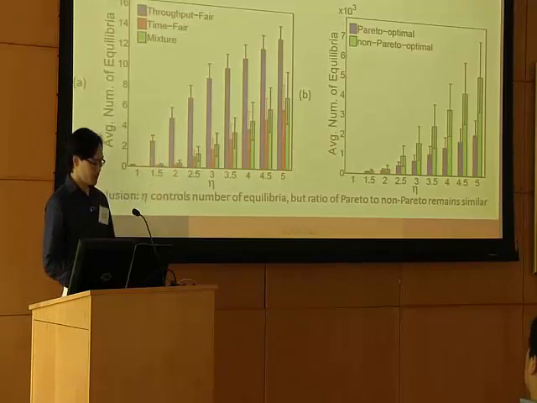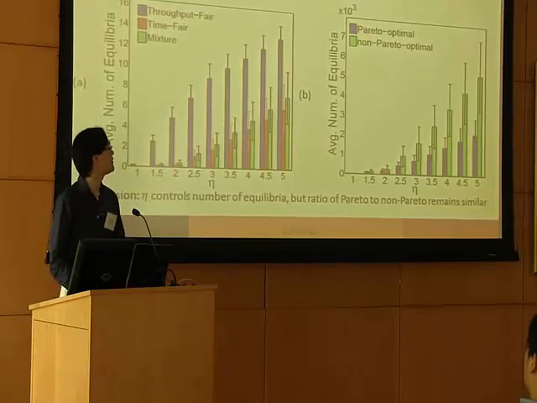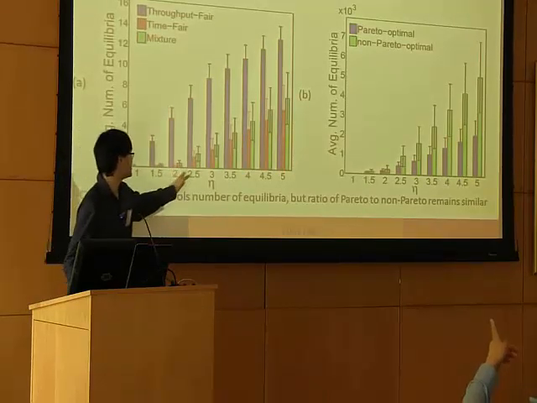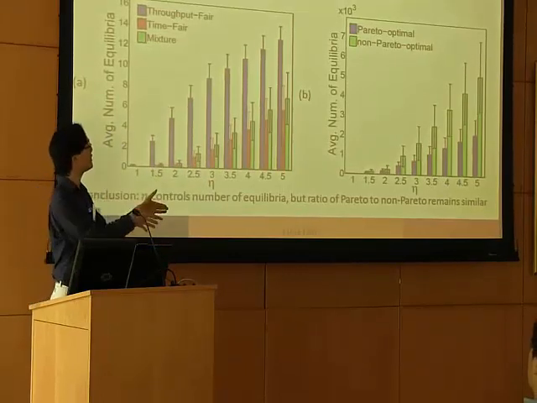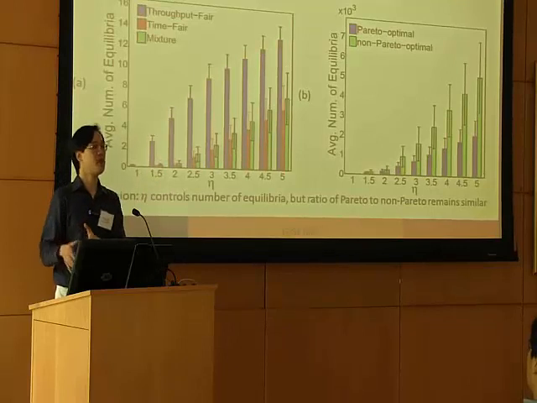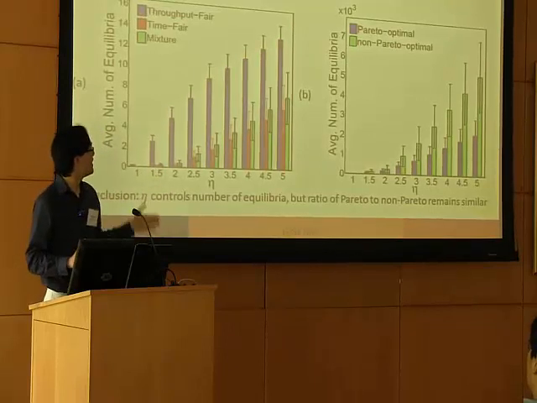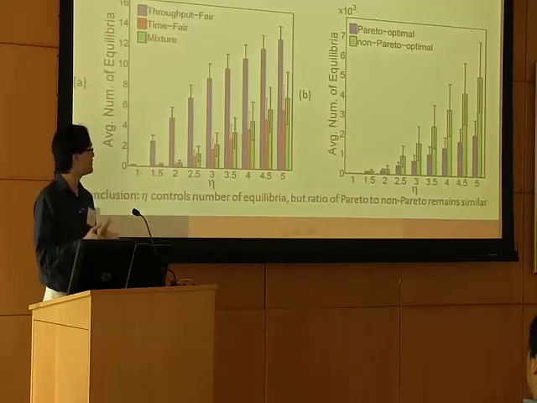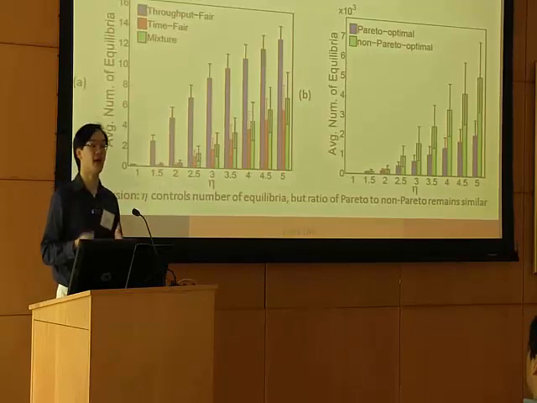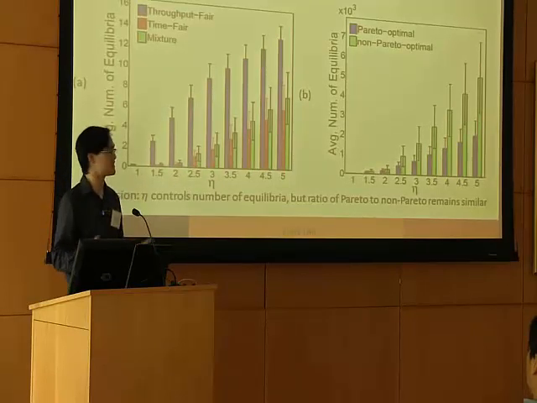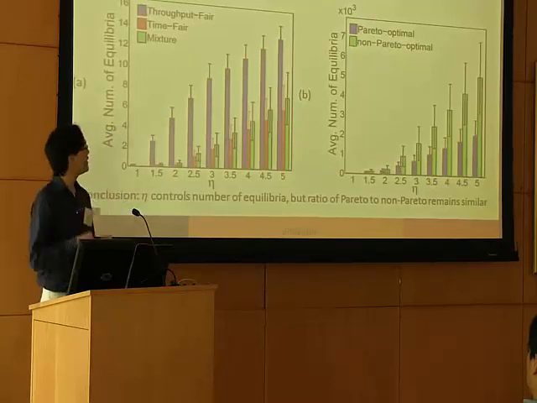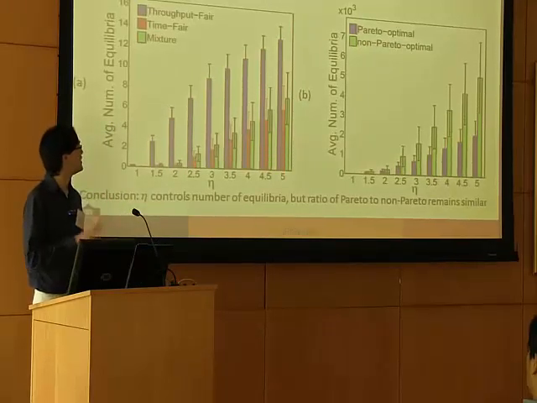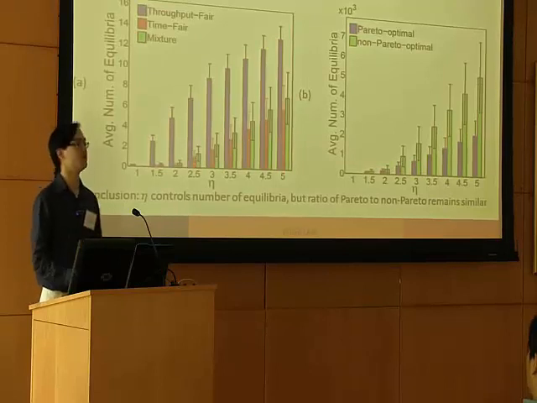In figure B, we see the average number of equilibrium points for the mixture model, which are these green bars, but we've split them up into equilibrium points that are Pareto-optimal and non-Pareto-optimal. And what's extremely interesting here is that as you increase eta, the relative ratio of Pareto to non-Pareto actually stays about the same, which tells us that we can increase eta and still preserve the average Pareto efficiency gain.